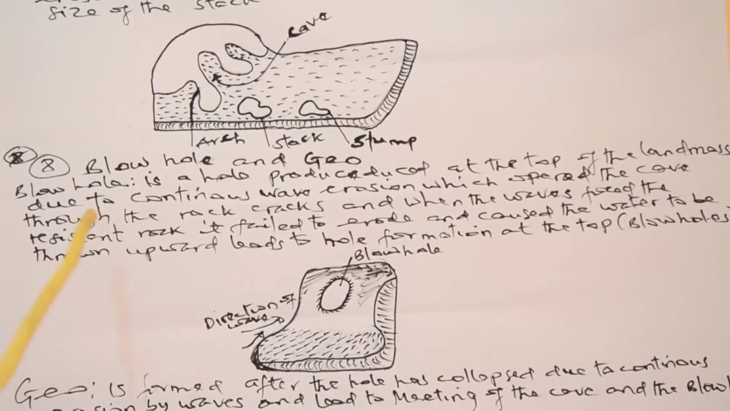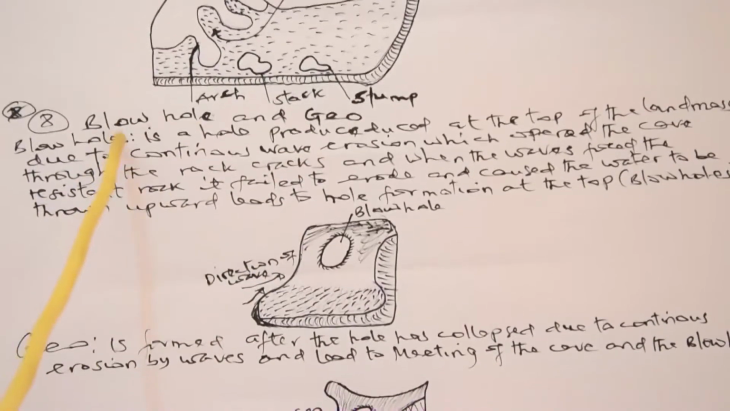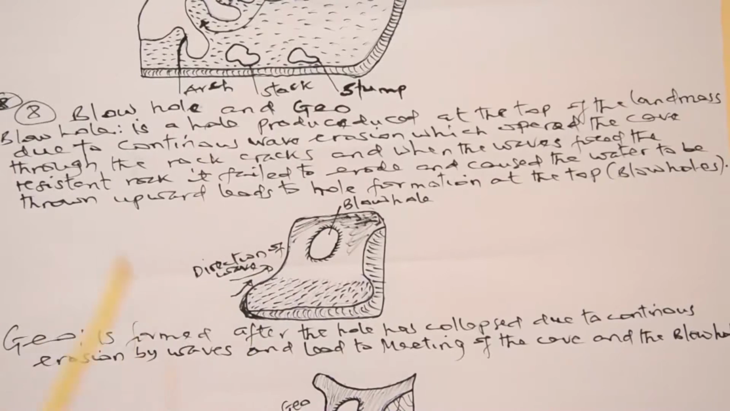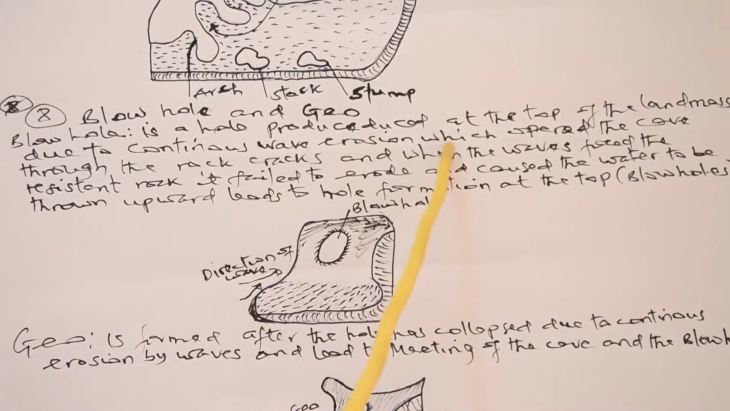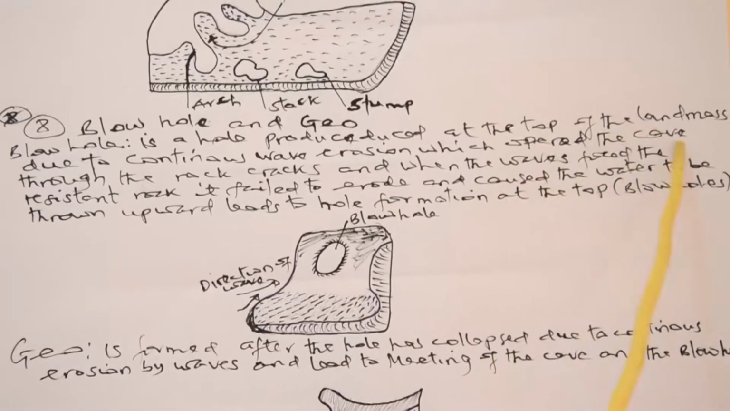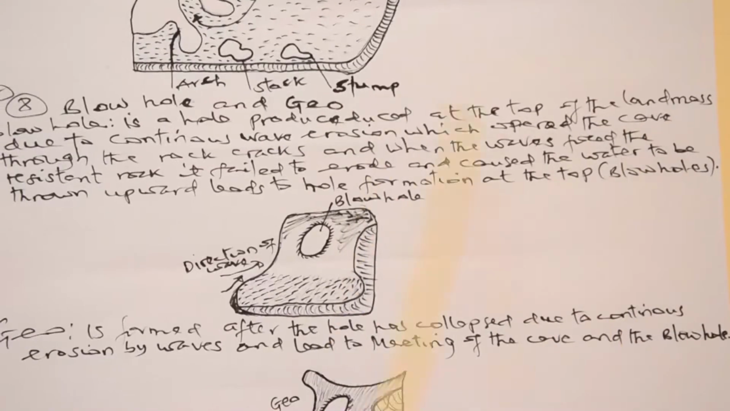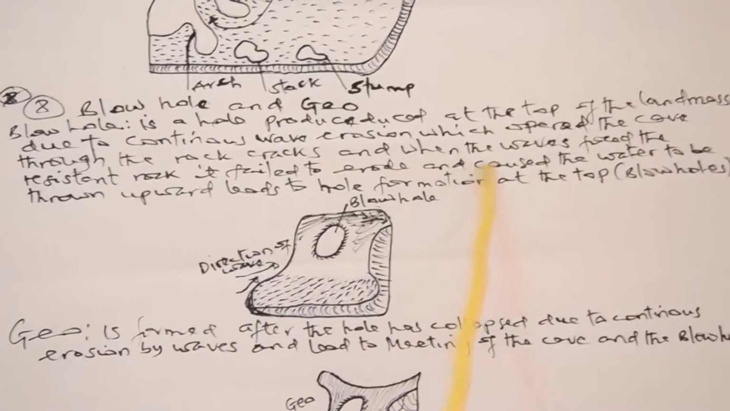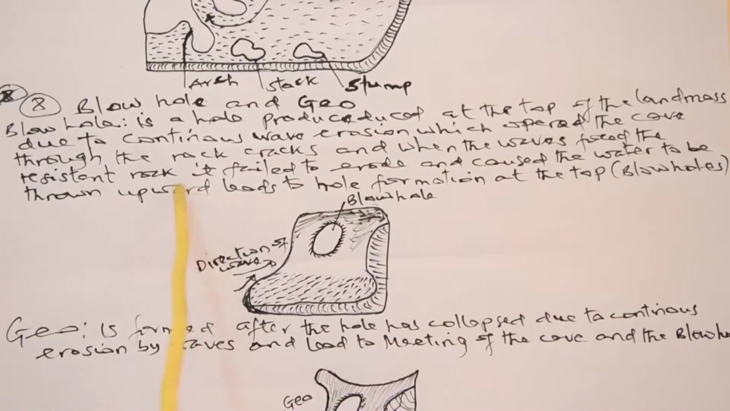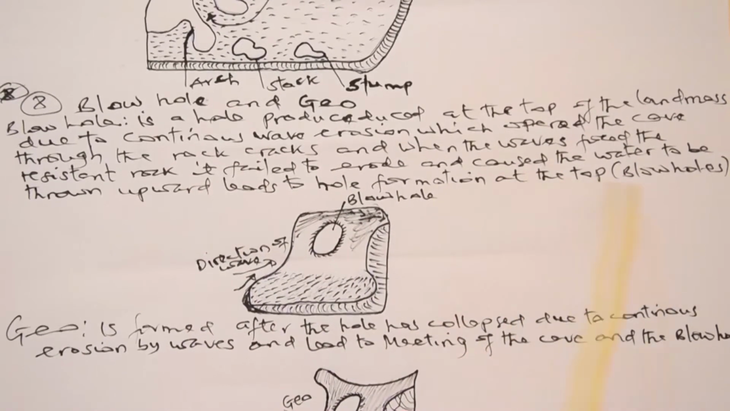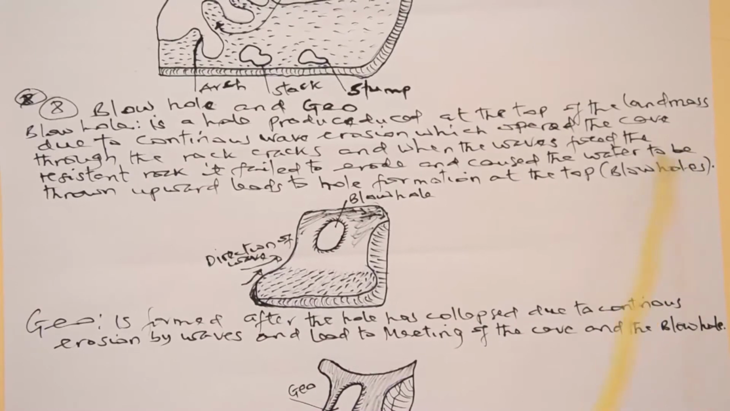Another feature which can take place due to erosion is blowholes and gel. A blowhole is a hole produced at the top of the landmass due to continuous wave erosion, which appears in the cave through a local crack. When the wave forces against resistance, it fails to erode and causes the water to slope upwards, leading to hole formation at the top: blowholes.